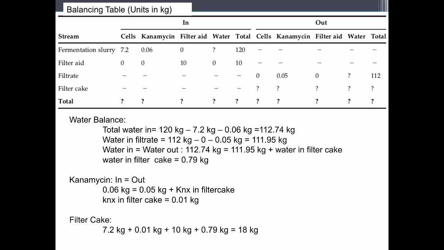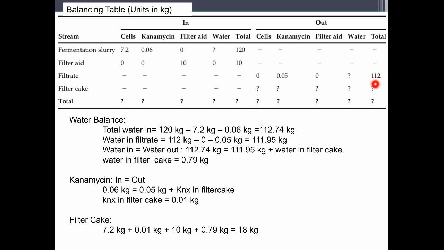So what is the amount of water going out? We have water in the filtrate, because water can come from the filtrate and the filter cake. The filter cake also contains water. Just to clarify, the water going in comes from the fermentation slurry only, but for the water going out, there is water in the filtrate, of course, and there's also water in the filter cake. We do not know how the water is partitioned.